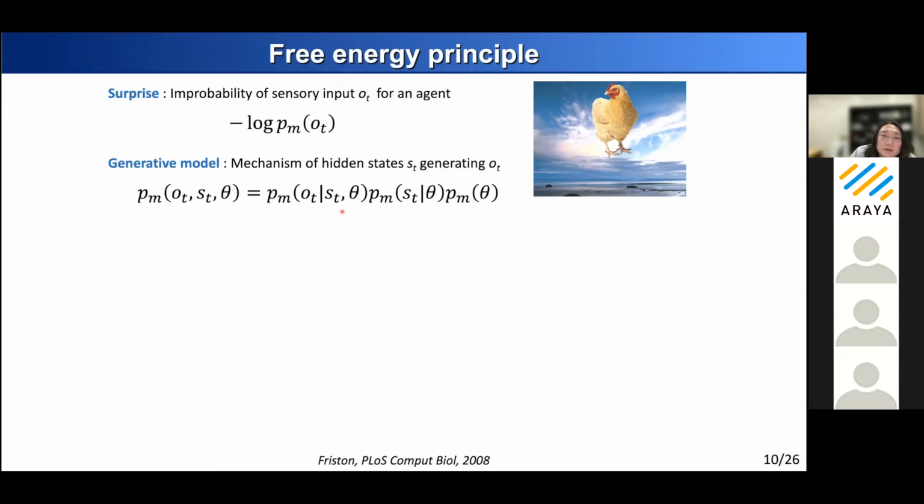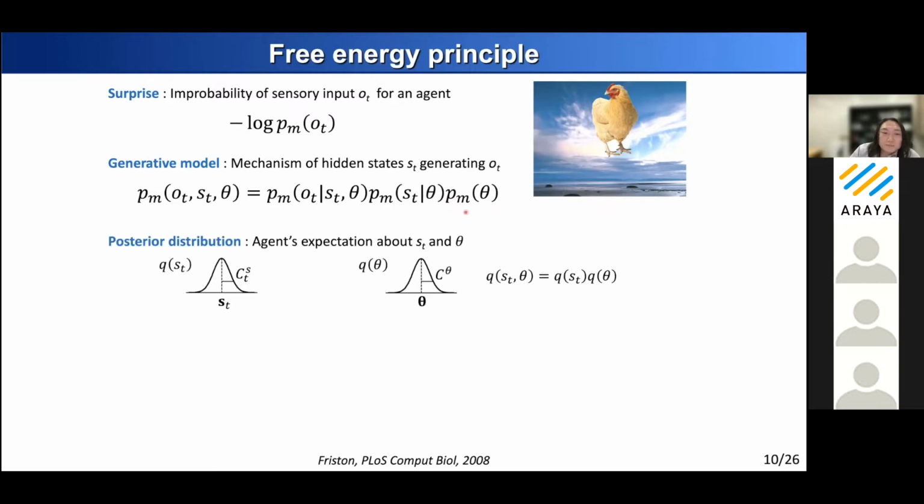So this represents the mechanism that generates O based on the hidden state. And the second component indicates the mechanism that generates hidden state S, depending on the parameter theta. And the last one indicates the prior belief about the parameter. And the inference is conducted by updating the posterior belief about hidden state and a parameter.